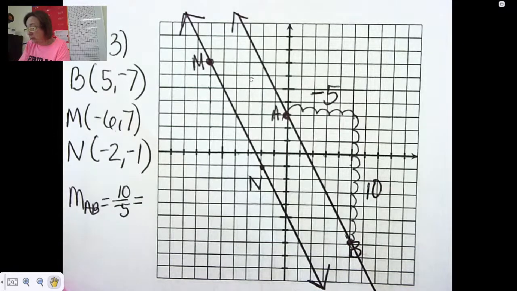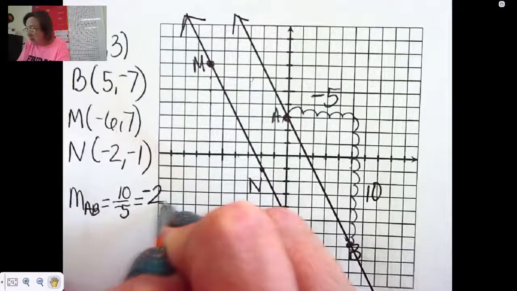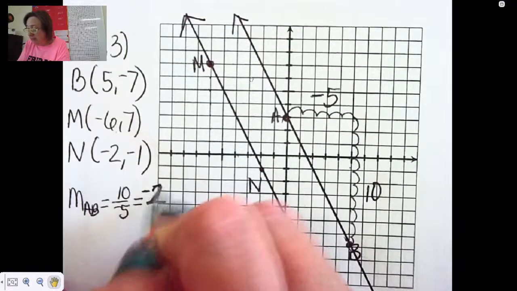Negative 2. Negative 2. Watch the signs. Does that matter? Yeah, it does.